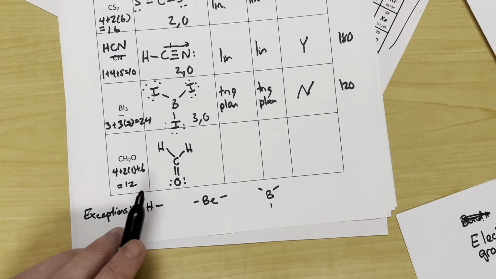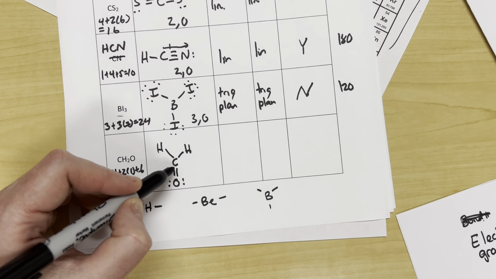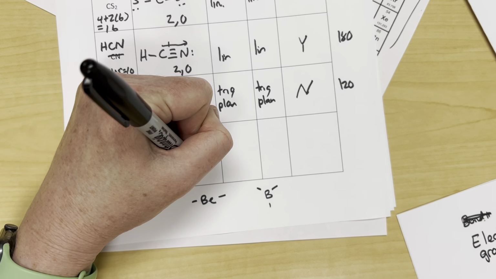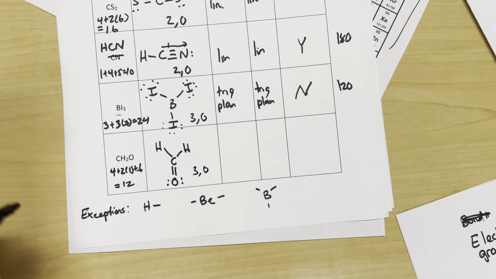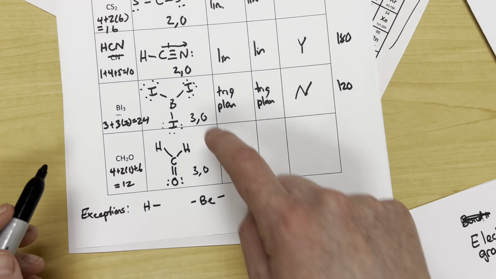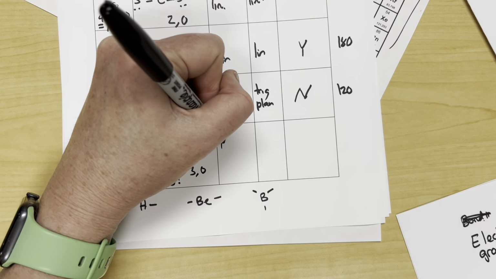For its electron geometry, we look at how many electron groups are on it. Just the carbon has 3, and I see 0 lone pairs. So it's a 3-0 situation, just like up here. It's trigonal planar.